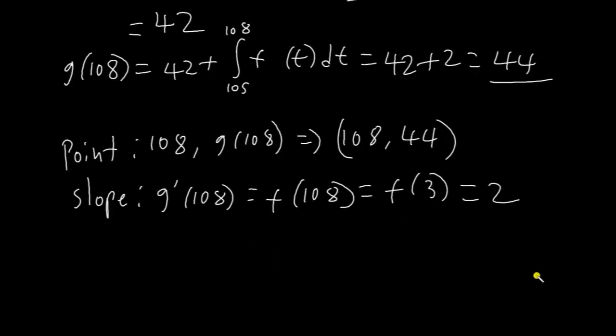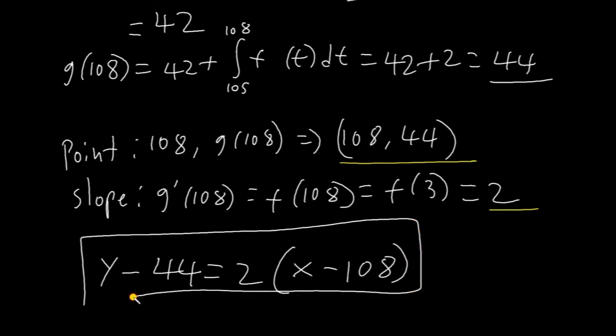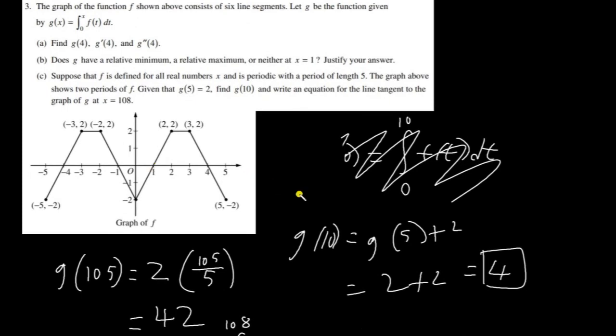Now that we have our point and our slope, we can use point slope form to figure out the tangent line. Point slope form is, remember, y minus y1, so this y coordinate, is equal to the slope, which is 2, times x minus x1, so this x coordinate, 108, like that. And that is the equation of the tangent line at x equals 108. Is that all they asked for? Yes, that is all they asked for.